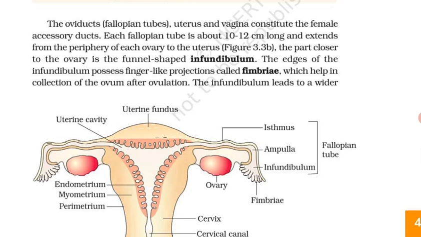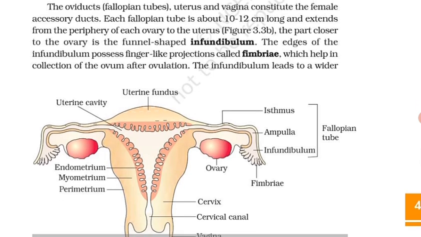Each fallopian tube is about 10 to 12 centimeter long and extends from the periphery of each ovary to the uterus. The part closer to the ovary is a funnel-shaped infundibulum. Each fallopian tube is about 10 to 12. 10 में 2 प्लस करके 12 होता है, तो 10 से 12 सेंटीमीटर लॉन्ग, ऐसे याद रख सकते हैं. Extends from the periphery of each ovary to the uterus. The part closer to the ovary is the funnel shaped infundibulum.